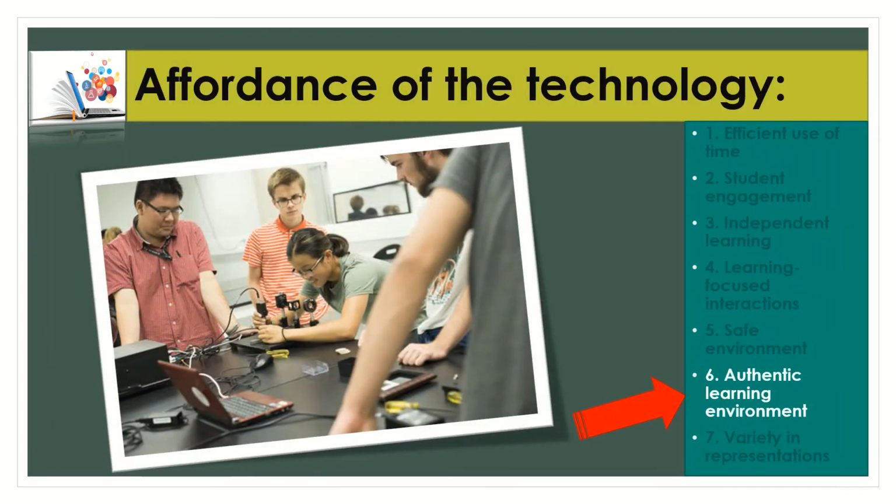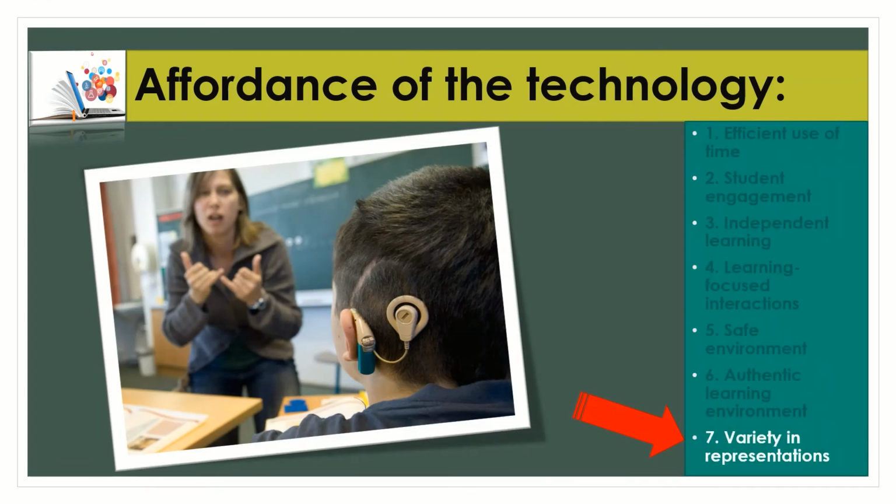Number 6, authentic learning environment. Iseriel et al. 2011 stated that practicing problem-solving skills in real-life professional situations is important and that games can provide such environments for use in education. Furthermore, the use of computers contributed to the authenticity of the newsroom as an environment for writing. And number 7, variety in representations. Kibos 2012, in his study on hearing-impaired students, mentioned the use of different visual representations in presenting information through the technology, both in text and sign language, to support hearing-impaired learners.